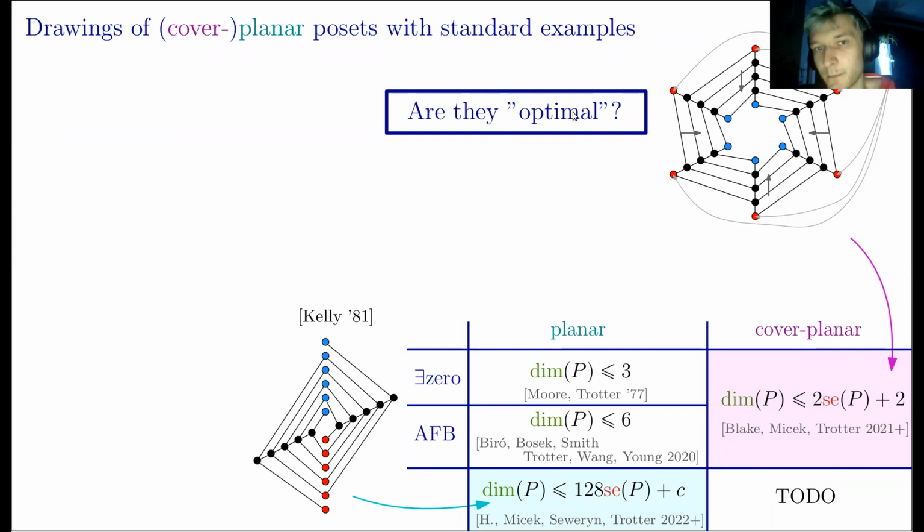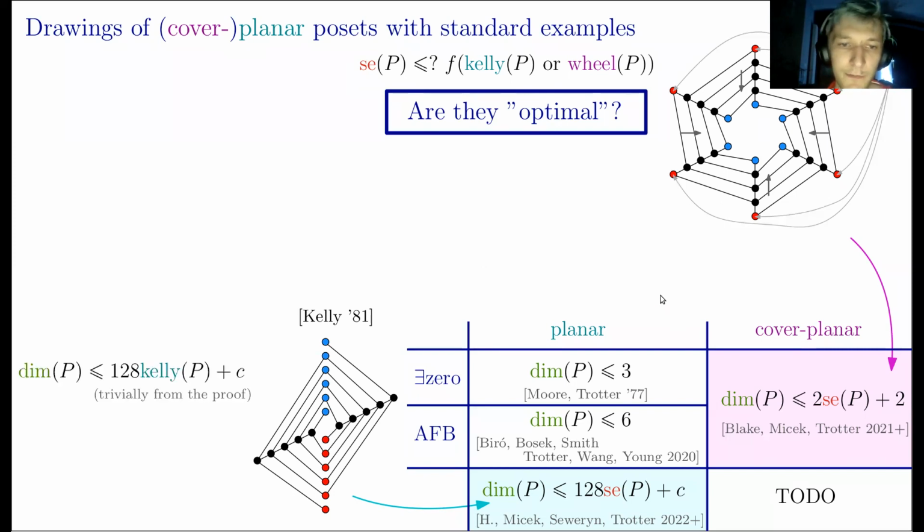What do I mean by optimal? This is a little bit philosophical. To formalize this, I want to know if the standard example of a poset is bounded by some nice function of Kelly or wheel. So this is Kelly, this is wheel, and this is what I mean by the question of optimality of these drawings.